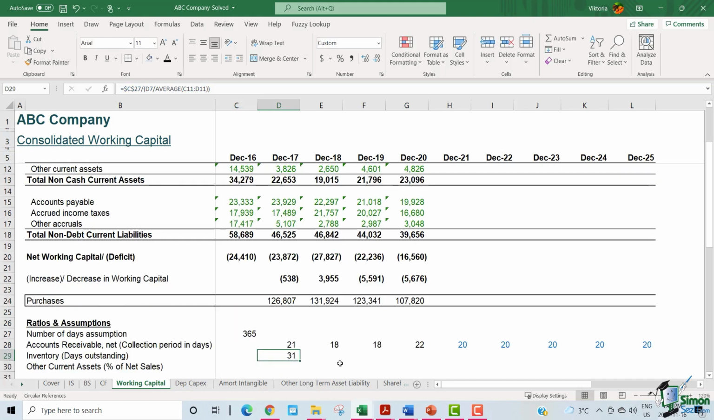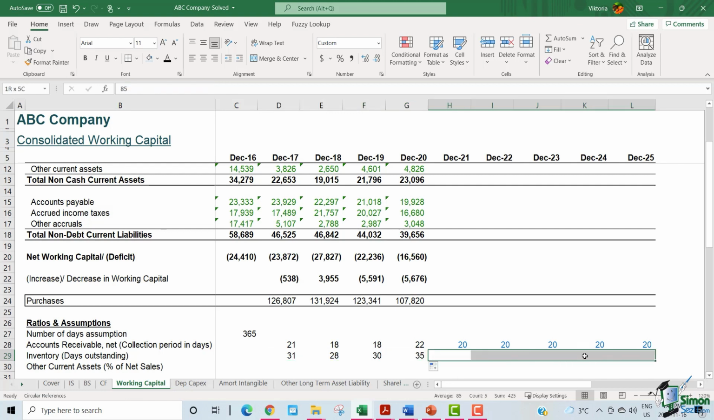For 2017, the average inventory days outstanding is 31. Let's drag the formula across. The average inventory days outstanding is 31, and we can use that number for the future periods.